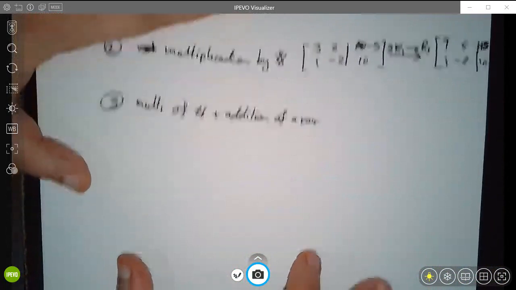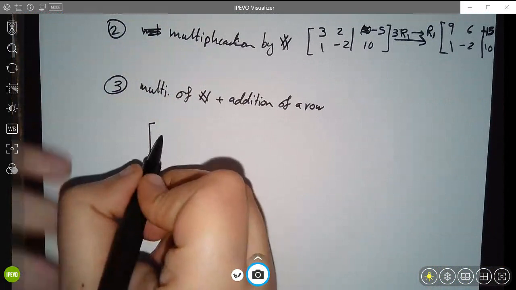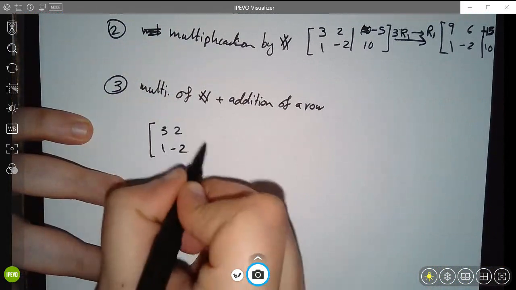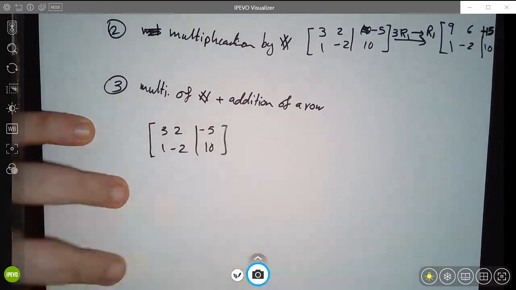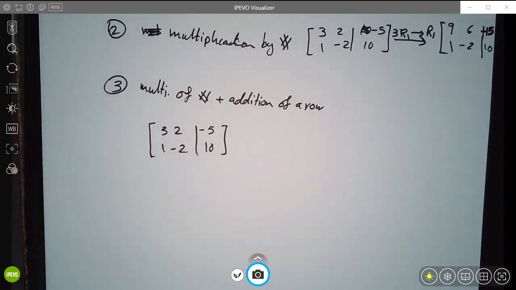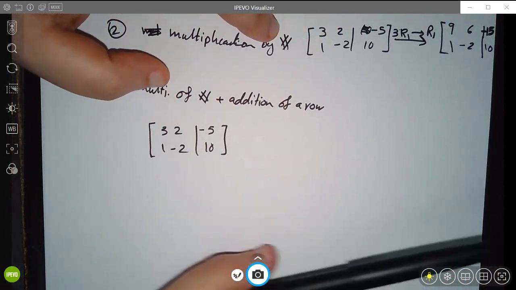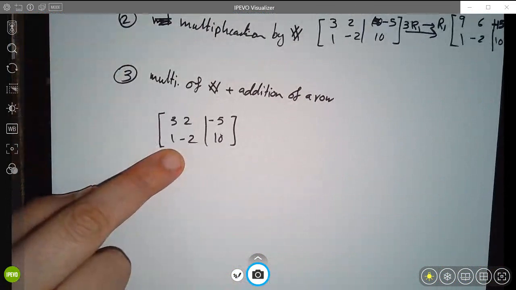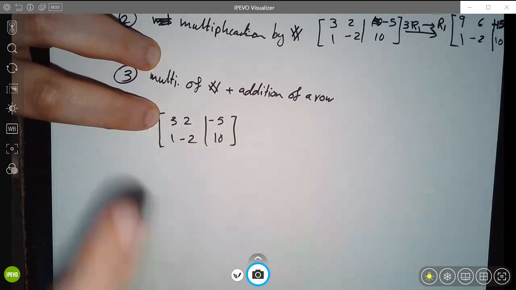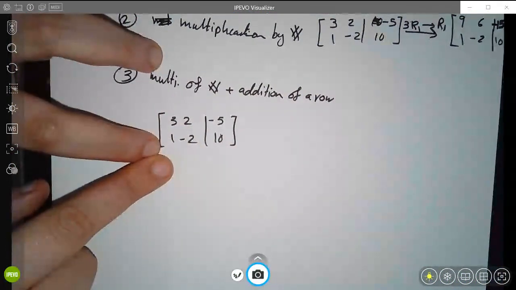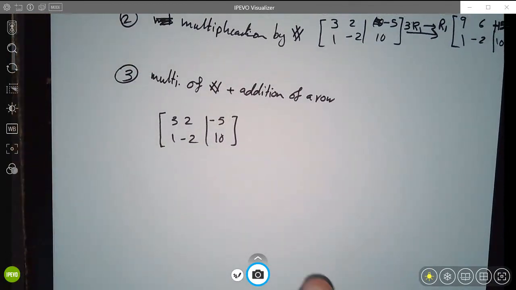Now, what do I mean by this? Here's the matrix we've been playing with so far. You have 3, 2, 1, -2, -5, and 10, right? Now, sometimes multiplying by a number wouldn't be enough. You need to add a certain value. So if I want to manipulate the second row, I would multiply the first one by a value and then add it to the second one. Does that make sense? And that will give you the second row.